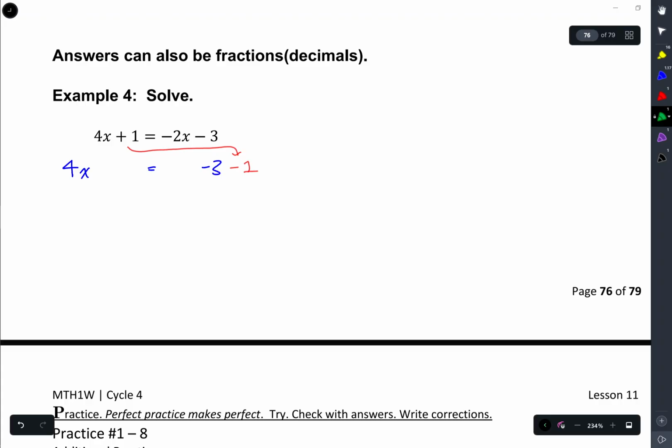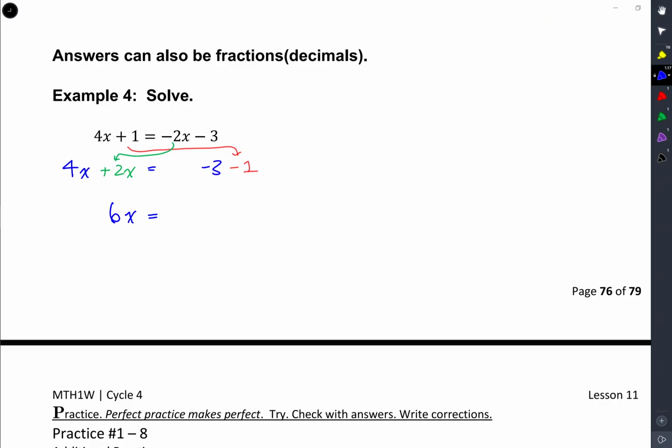Likewise, this negative 2x, we're going to add 2x to both sides. So it disappears from the right, shows up on the left. Now on the left, we have 4x plus 2x, which is 6x. And then on the right, negative 3, take away 1 is negative 4.